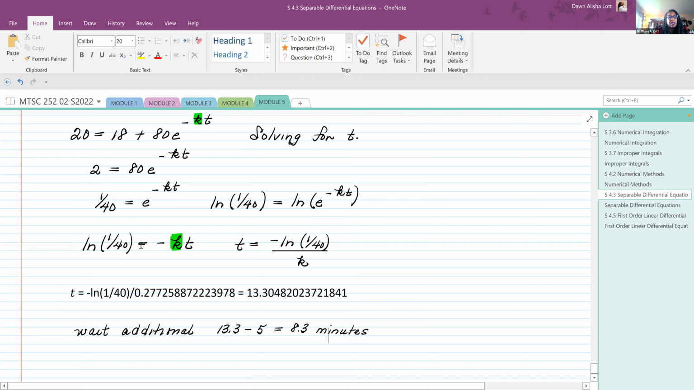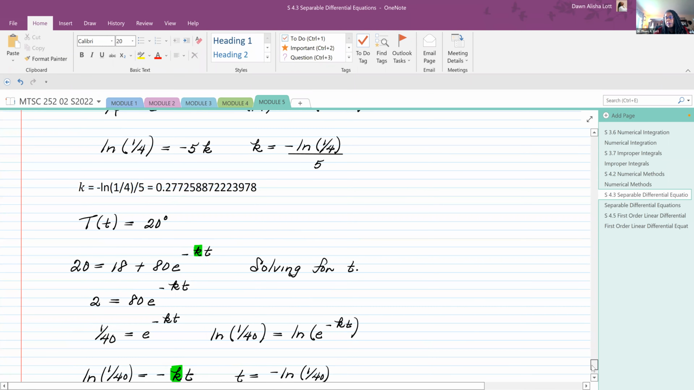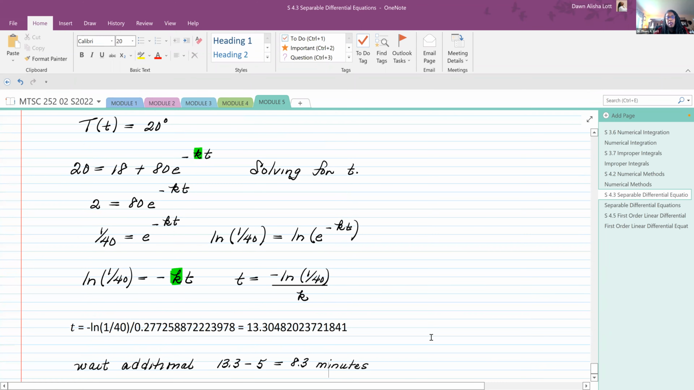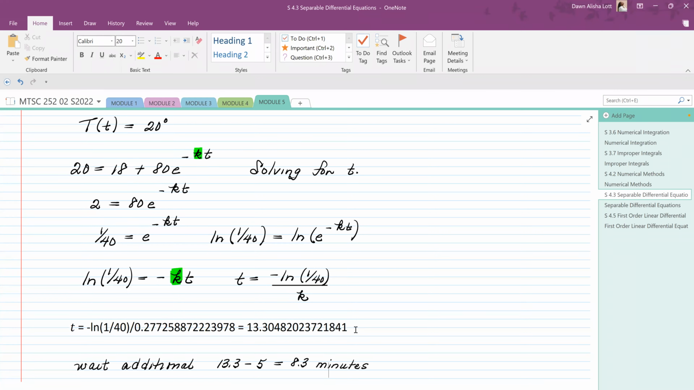Okay, so when I got to this point, because we took the natural log of both sides, I knew I needed to solve for t. So if I'm solving for t, I have to divide by k and then put the negative on the other side. So then OneNote actually does this for me, so I don't have to use a calculator. It's easier in class to do it this way. So I just did negative log of 1/40 divided by, and I put in the value that we got for k. And that gave me t. Rodney, does that help? Yeah, I understand now.